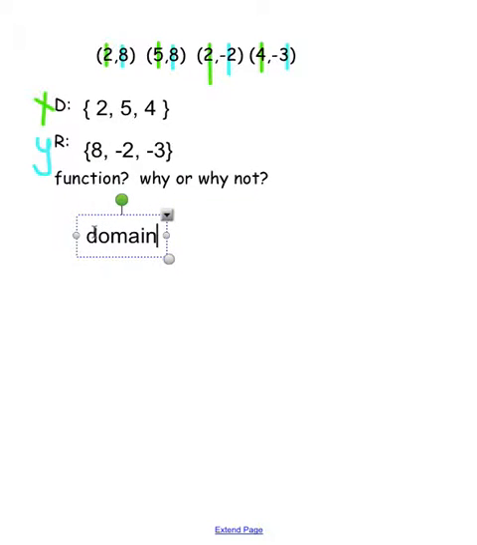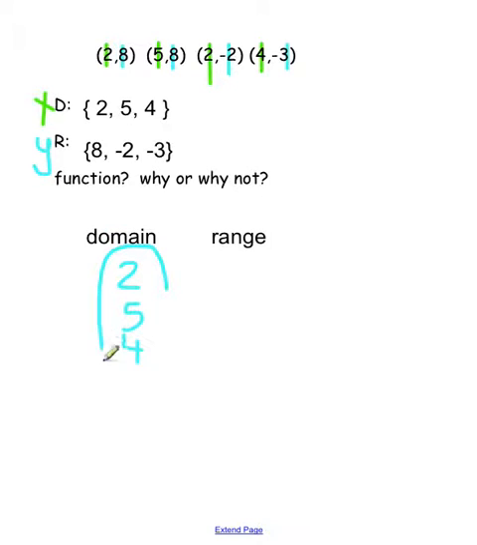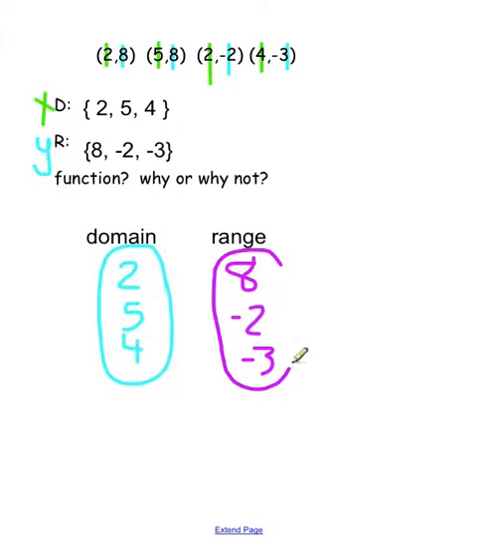So domain and range. I'm going to copy these numbers down. So I have 2, 5, 4. That's my domain group. And then I have 8, -2, and -3. And that is my range group. Now I'm going to start drawing my lines.